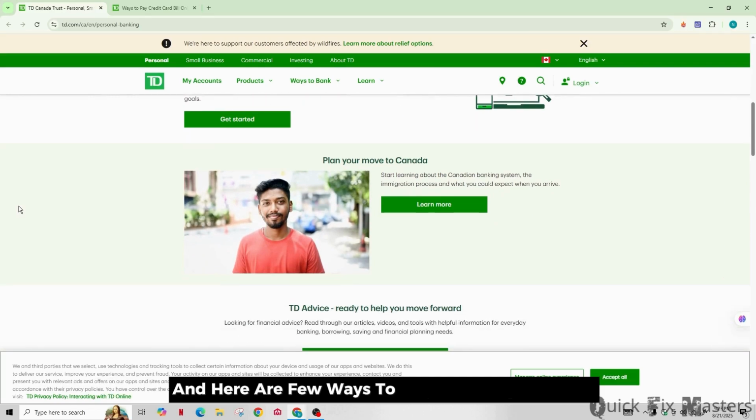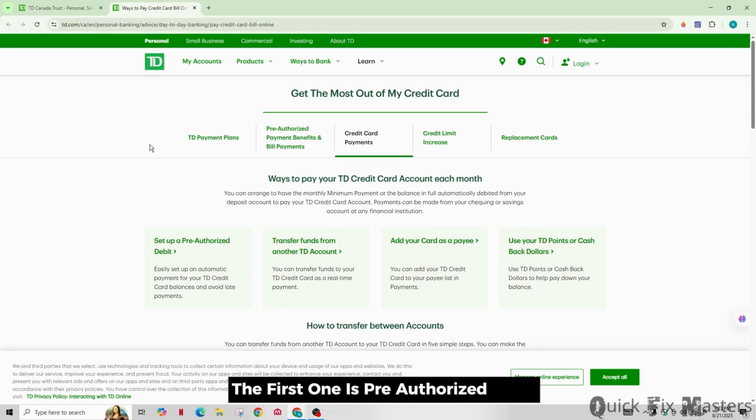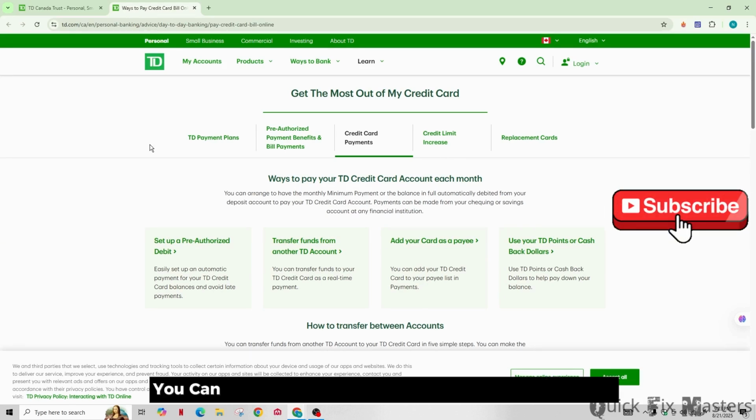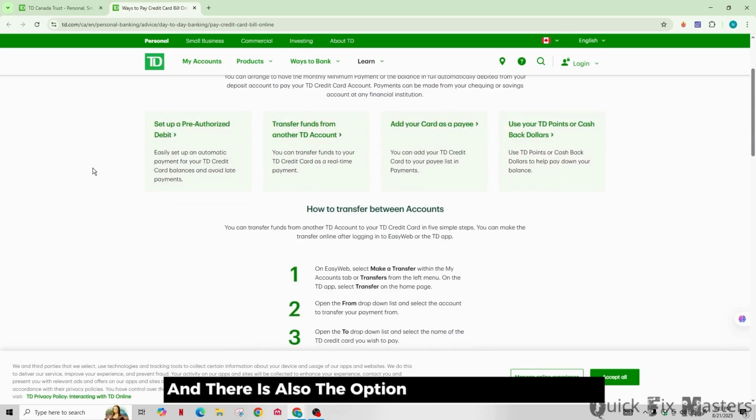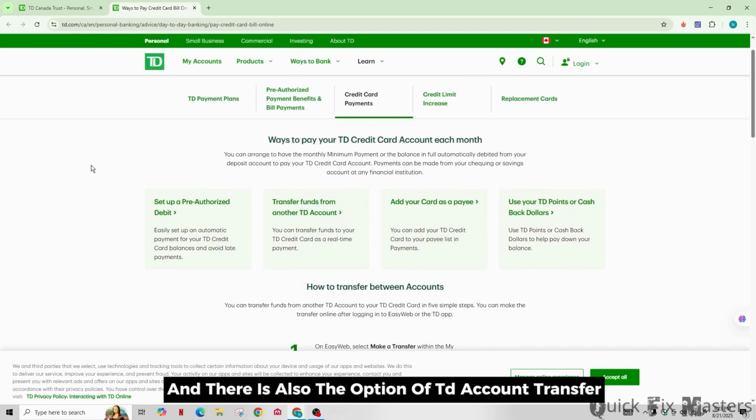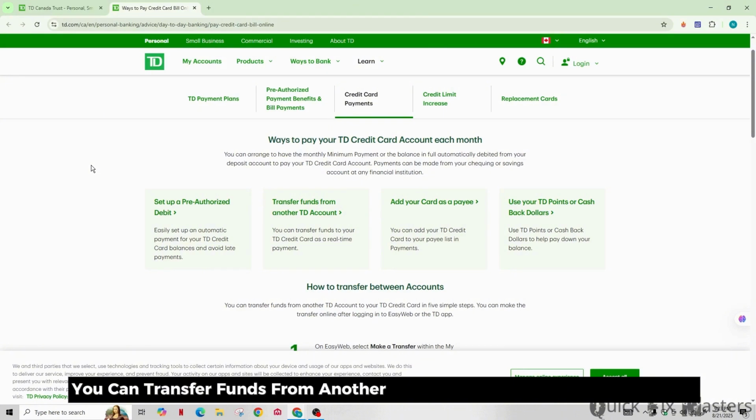And here are a few ways to pay your TD credit card. The first one is pre-authorized debit. You can set up automatic payments to avoid late fees, and there is also the option of TD account transfer. You can transfer funds from another TD account for a real-time payment.